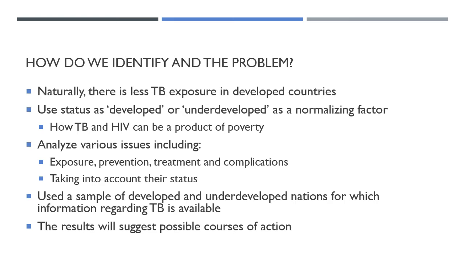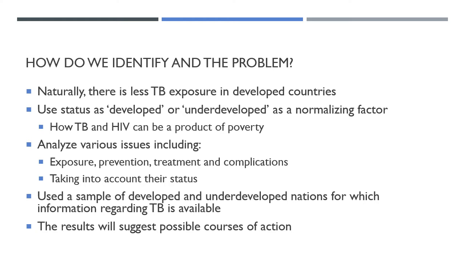So, how do we identify the problem? Basically, I'm going to identify and explore this problem from the assumption, and from the data that backs me up, that there's less TB exposure in developed countries, but we do have some information from it. So just by using the status of being a developed or underdeveloped country, I can normalize this in order to be able to portray a difference, right?